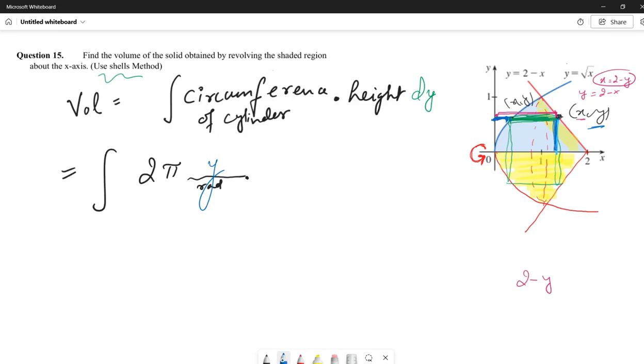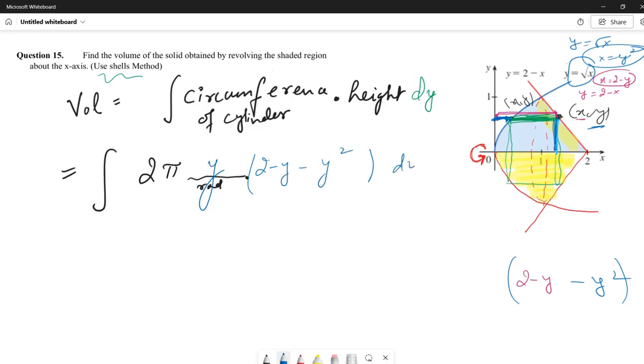What is the parabola? Parabola is y equals root x. From there, x is equal to y squared. So the red line is 2 minus y, minus the blue line, which is y squared. That is the height of the cylinder. We're going to put it here, (2 minus y minus y squared) dy. And because we are integrating with respect to y, your limits are going to be y values 0 to 1. So we have our volume.